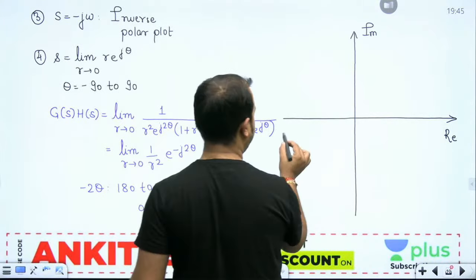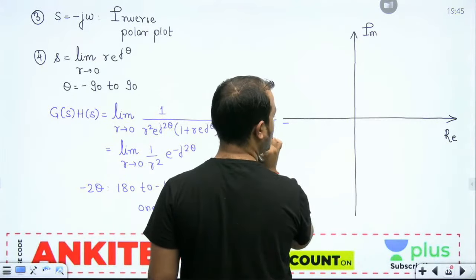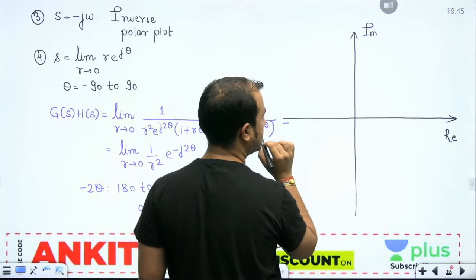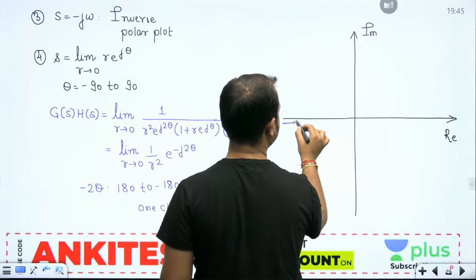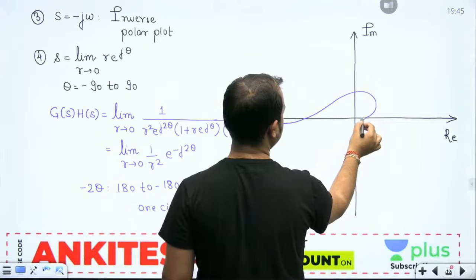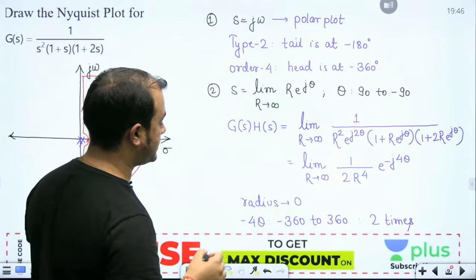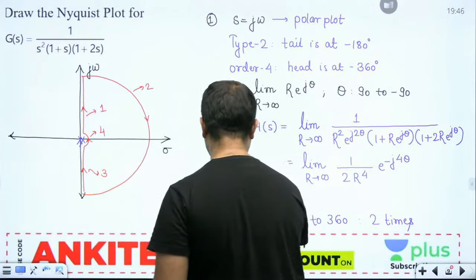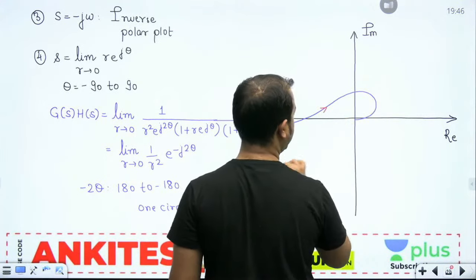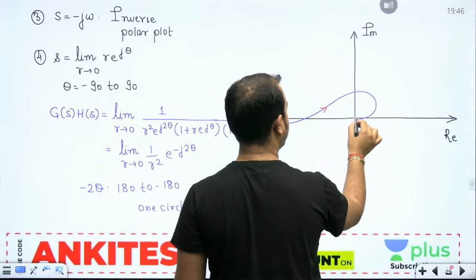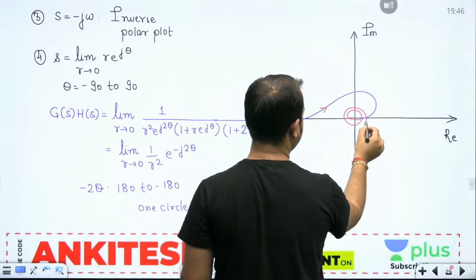Tail is at minus 180 and head is at minus 360. Now, how to do it? Minus 360 means this. One minute. It will go like this. And then this is a circle which goes from minus 360 to plus 360. It is going like this. So minus 360 to plus 360. So this is 2 times circle.